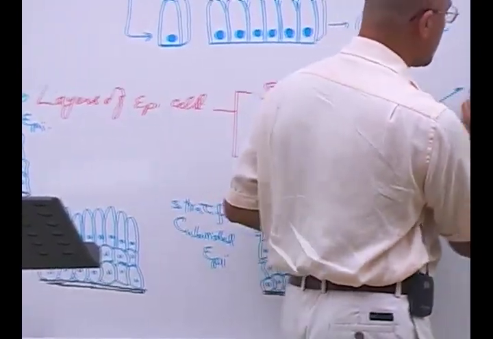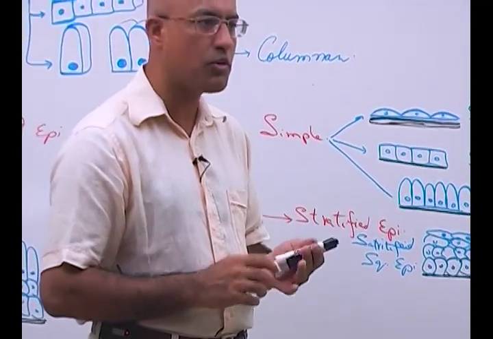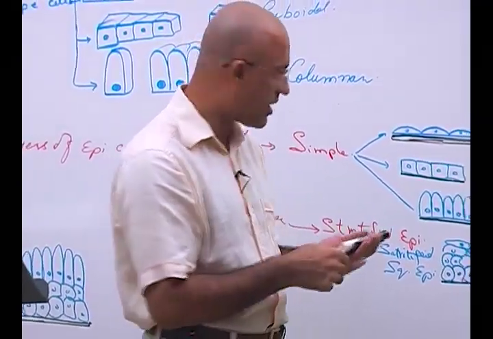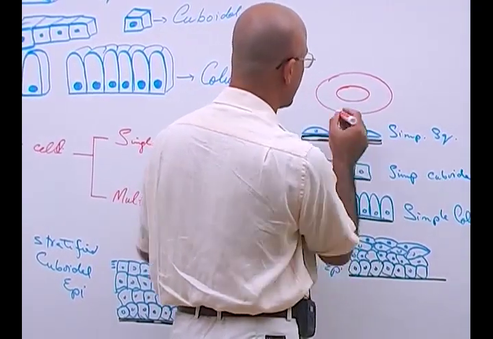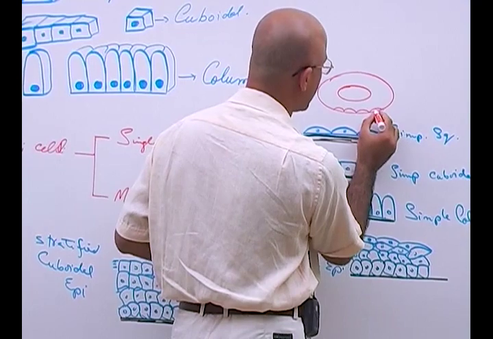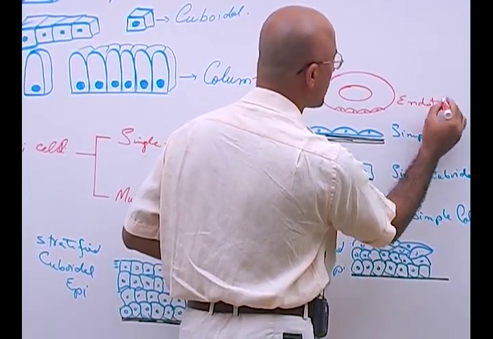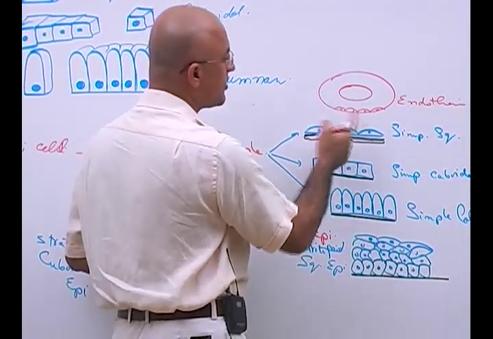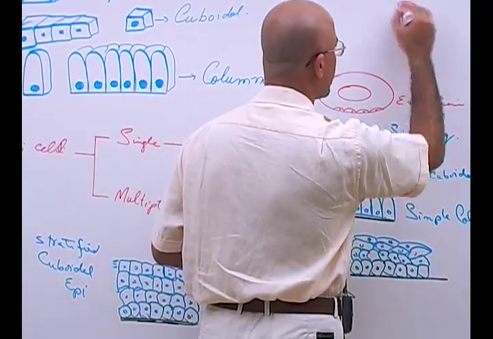epithelium. Simple squamous epithelium, where is it found? Simple squamous epithelium is lining the cardiovascular system, right? For example, it is your blood vessel system, cardiovascular system. The epithelium which lines here, the simple squamous epithelium, is called endothelium. Endothelium, right? In the same way, simple epithelium also lines the respiratory system.